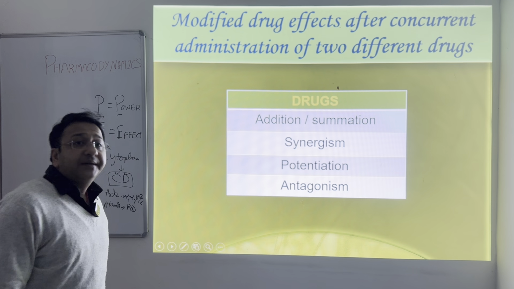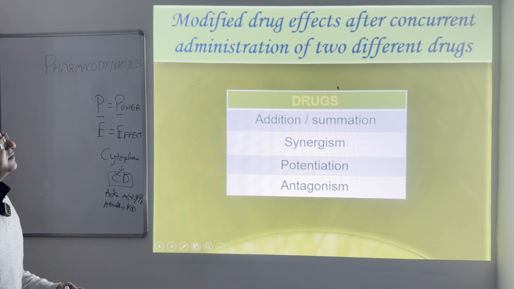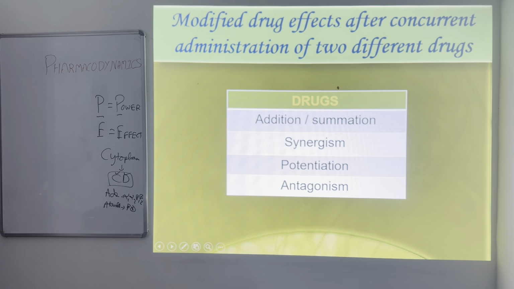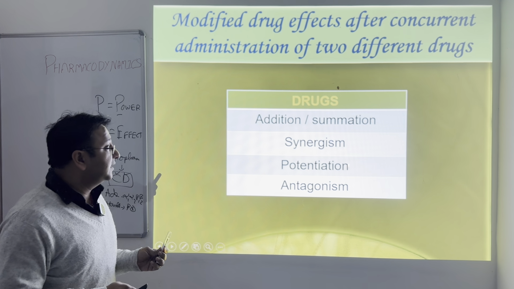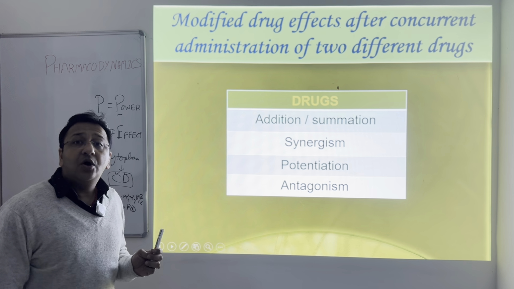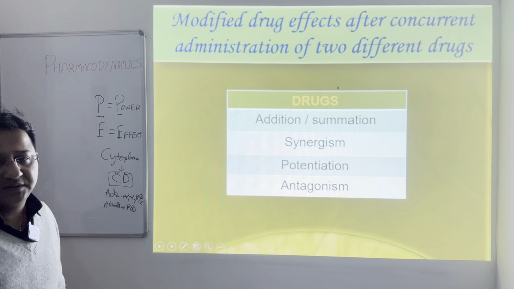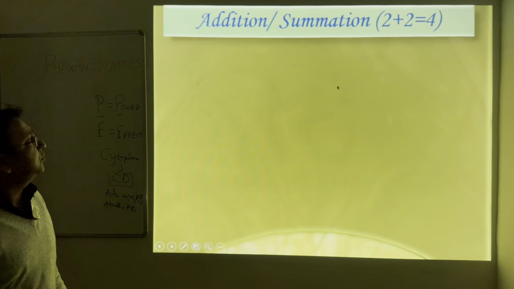Okay. Now coming to another topic of discussion, that is what happens when you combine two drugs. When you combine two drugs, it can be called addition or summation, synergism, potentiation, or antagonism. So we'll see that there are some slight differences between addition or summation, synergism, potentiation and antagonism.